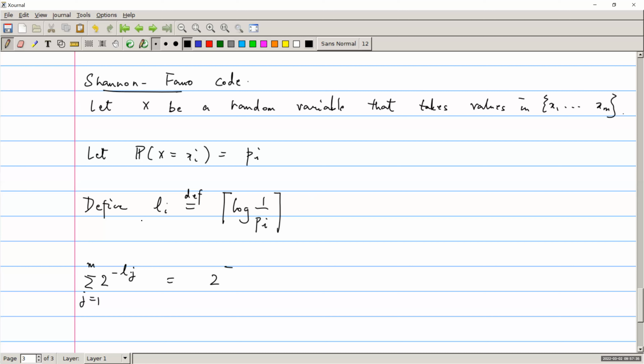So here is one thing. Li is defined as the ceiling of this. So by definition it is greater than or equal to log of 1 over pi. This is the smallest integer greater than this number, so in general the ceiling is always greater than or equal to this. Since lj is greater than or equal to log of 1 over pj, minus lj is less than or equal to minus log of 1 over pj.